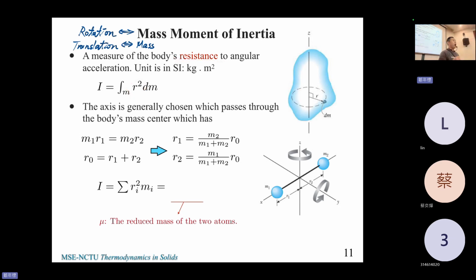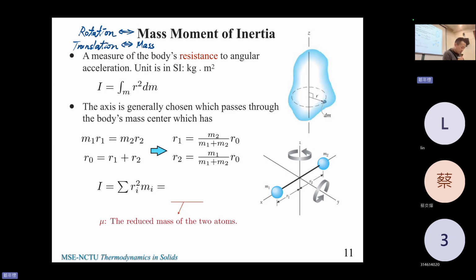The R squared, R means the arm, right? When your R is bigger, your I is bigger. When your R is smaller, your I is smaller. So this is the definition of the mass moment of inertia: R squared times the M, the mass distribution. You need to do the integration for that. So this is the thing that we're going to measure.